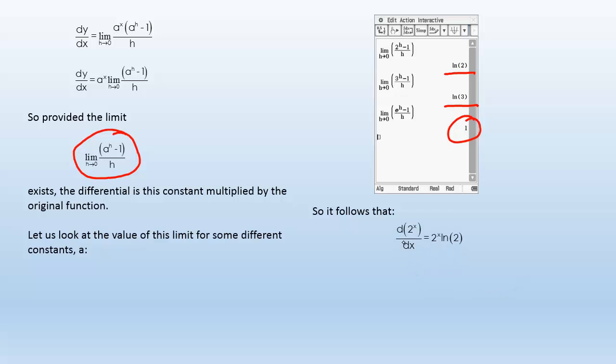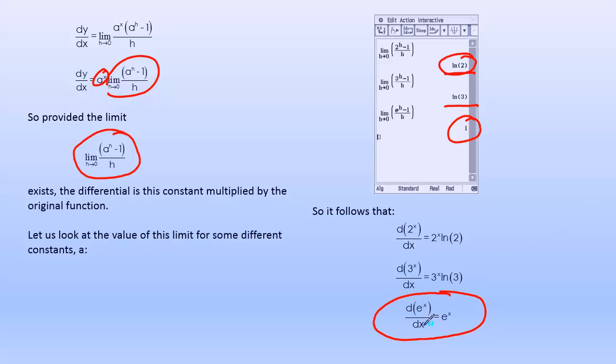So it follows that if we differentiate 2 to the x, we get 2 to the x ln 2. So over here we had a to the x multiplied by this limit. On the calculator we've identified the limit is ln 2, so it's 2 to the x ln 2. And if we differentiate 3 to the x, we get 3 to the x ln 3 in exactly the same way. And the most important of all is that if we differentiate e to the x, we get e to the x.